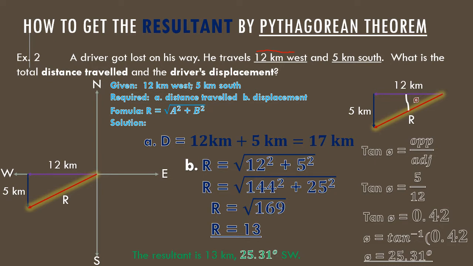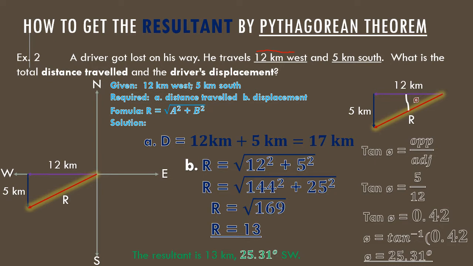So, yung formula for displacement is yung kanina, r is equal to square root of a squared plus b squared, or kung gusto nyong isa-isahin, r squared is equal to a squared plus b squared. So, our solution, kukunin muna natin yung unang required, yung distance travel.